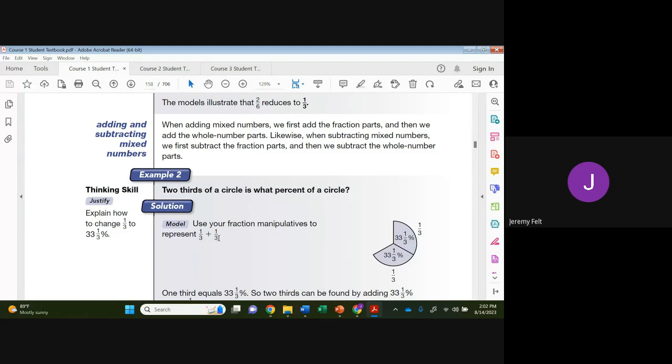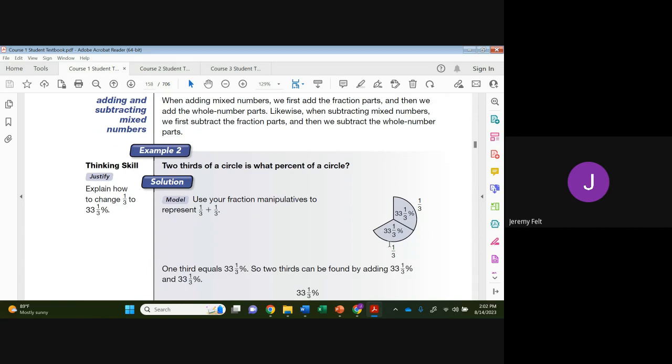We would either get this all over 100, or we would do 1 divided by 3 and get a decimal number and then multiply it by 100 to get our percentage from our fraction. But 33 and a third percent is the same as 1/3 as a fraction. So 33 and a third plus 33 and a third, we would add those together. So 33 plus 33 is 66.